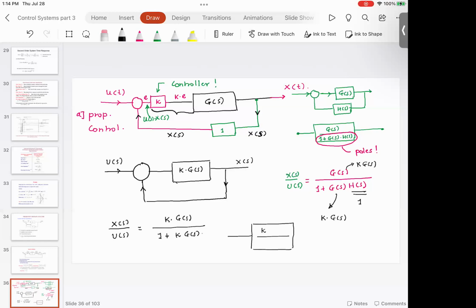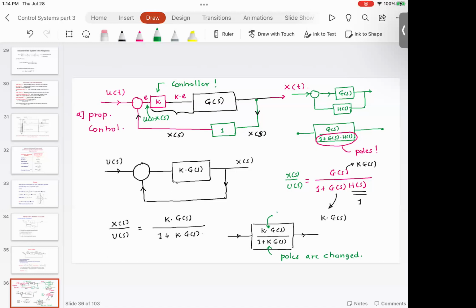Looking at this new transfer function, what it did is change the zeros and the poles of the system. Can you see that there is this k floating around, which means clearly the poles are changed. Are you with me so far? The zeros are changed. Basically, it's now k times g of s.